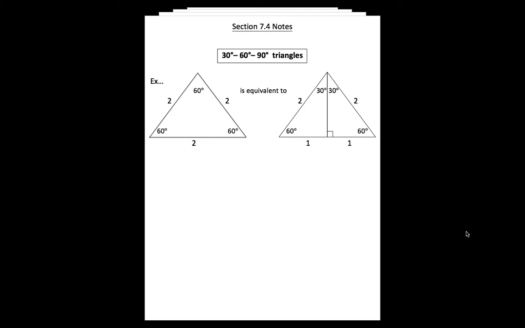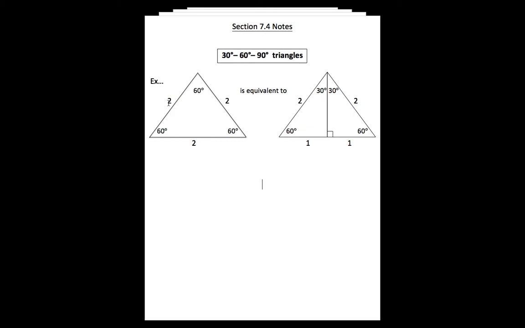A second special triangle that we want to talk about are 30, 60, 90 triangles. And you may remember these from geometry, but let's take a step back and talk about where the 30, 60, 90 triangles come from. If we start with an equilateral triangle, equilateral meaning all three sides are the same length. We've chosen a random side length of 2 units as an example.